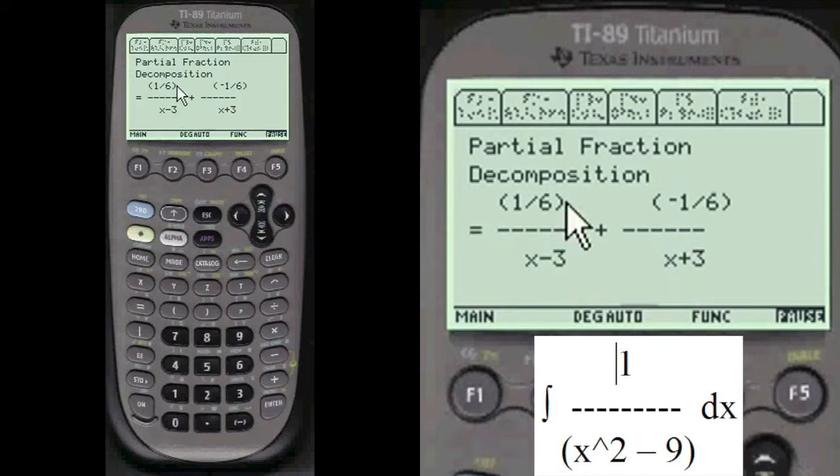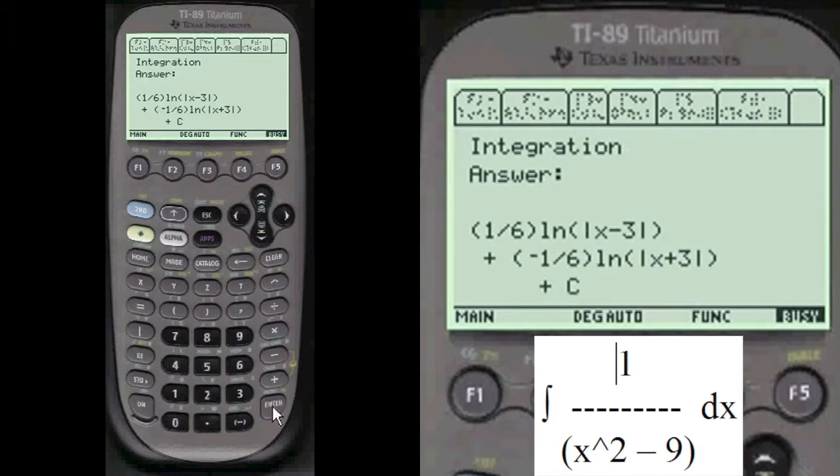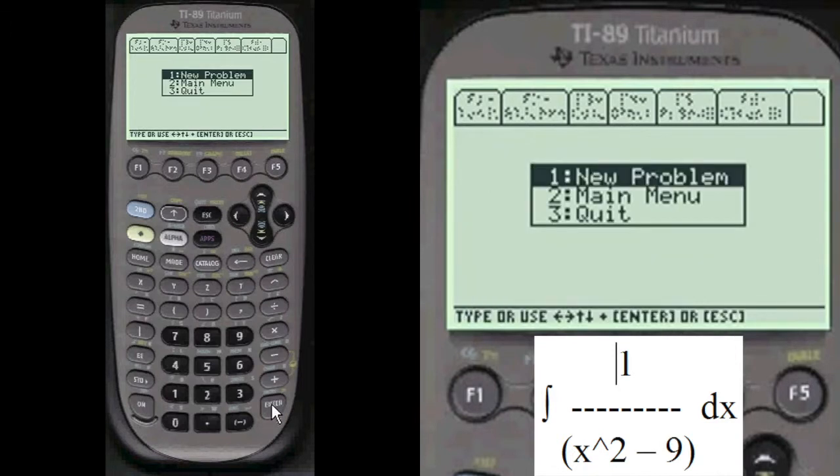And when you integrate these, you come up with 1/6 log of absolute value x minus 3 plus minus 1/6 times log absolute value x plus 3. So write all this stuff on your paper and homework or whatever. Get the problem perfect. Pretty neat, huh?